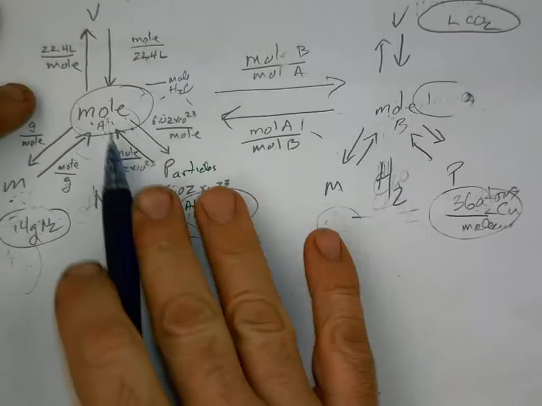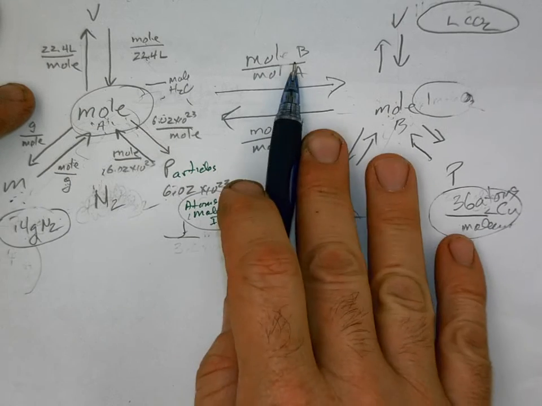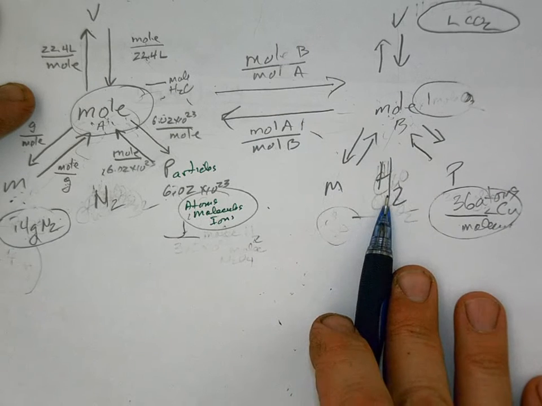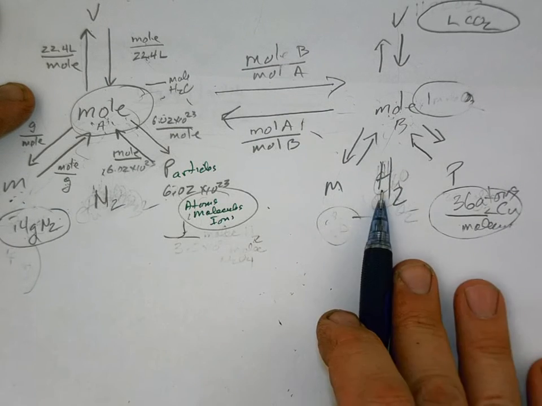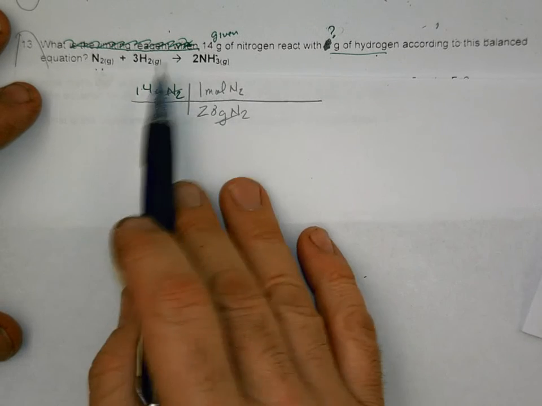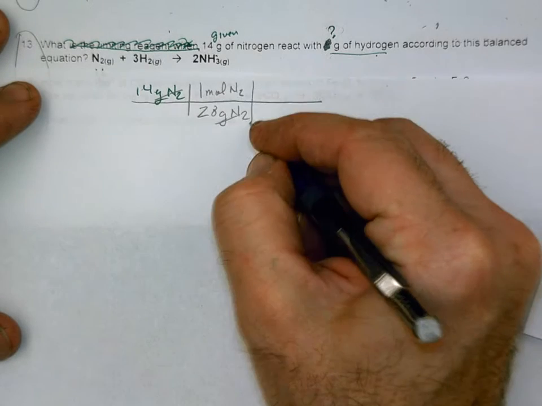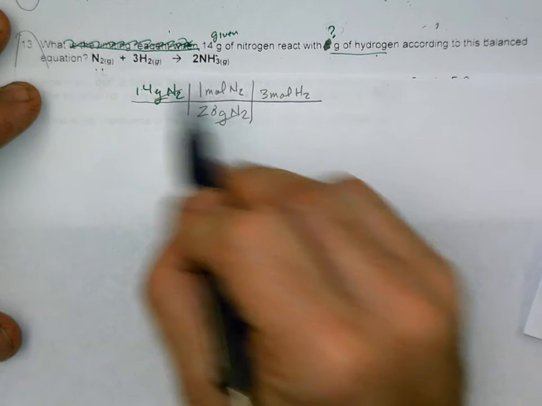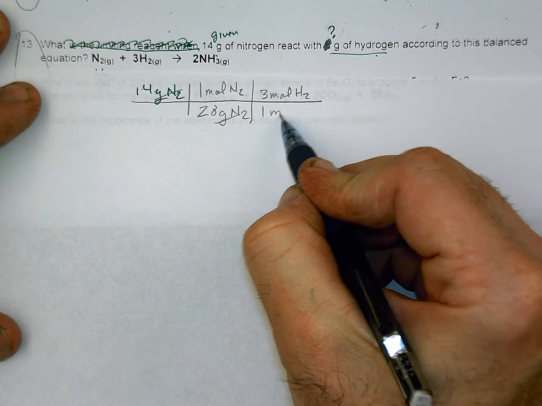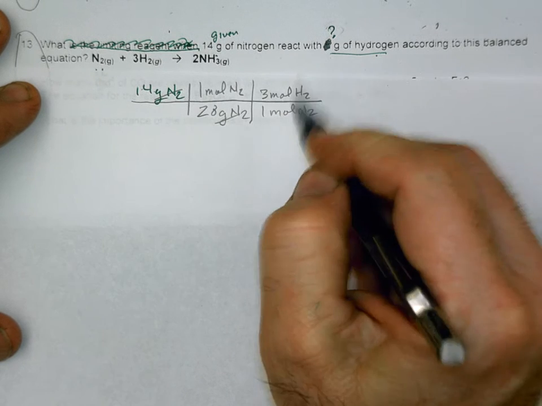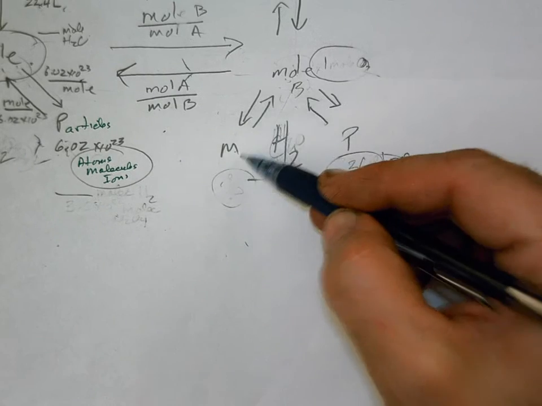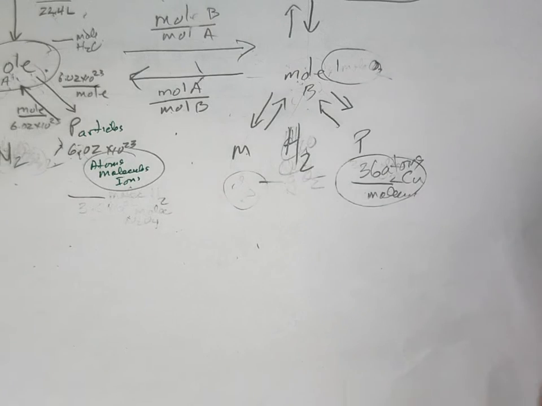On our roadmap, we need to set up our molar ratios. Mole B over mole A, and mole B is moles of H2 over moles of N2. So moles of H2, in this balanced equation, we have 3 moles of H2. And we're coming from nitrogen, we have 1 mole of N2. So at this point now, we have successfully converted from nitrogen into moles of H2, and now we just need to convert it back to mass because that's what the problem's looking for.